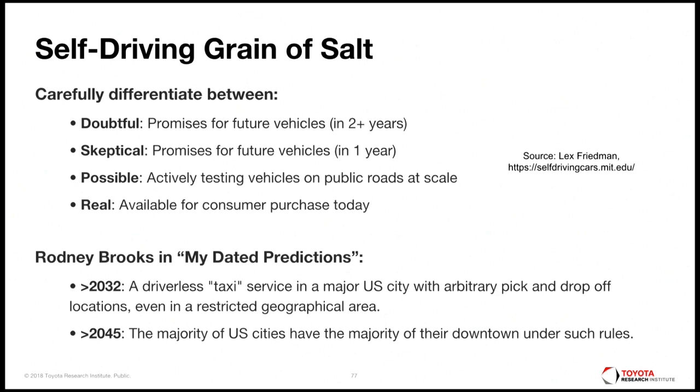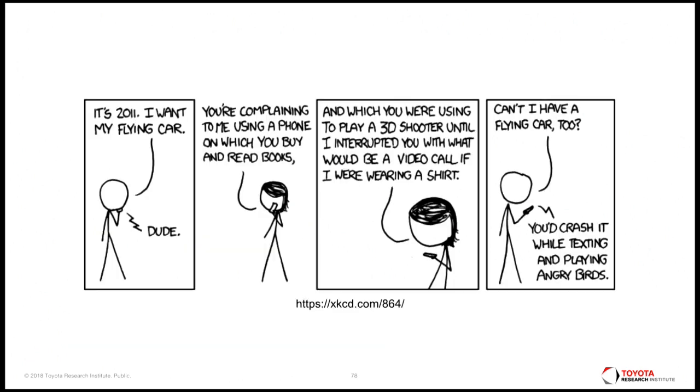And Rodney Brooks, a legendary robotics professor at MIT, has a very, very nice blog, which I encourage you to read. And basically, his predictions, I have no confidence in my predictions. I have some, but I have no confidence in them. His predictions that he was confident enough to share was 2032, a driverless taxi service in a major US city with arbitrary pickup and drop-off locations, even in a restricted geographical area. Might be happening, so that definition is fairly lax, might be happening a bit earlier, in my personal opinion. 2045, the majority of US cities have the majority of their downtown under search rules. I'll leave you thinking about that.